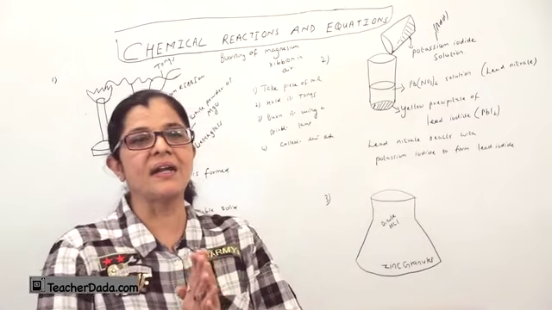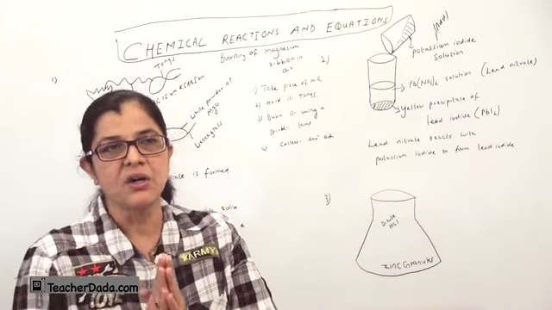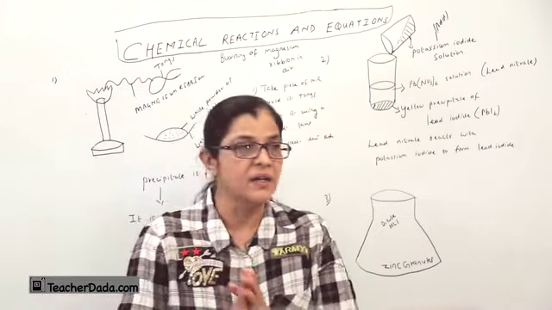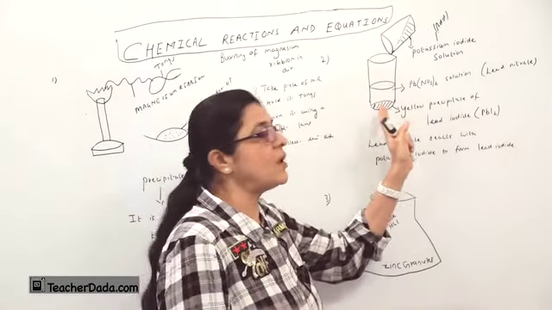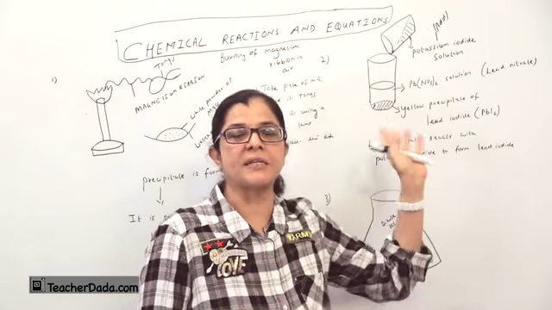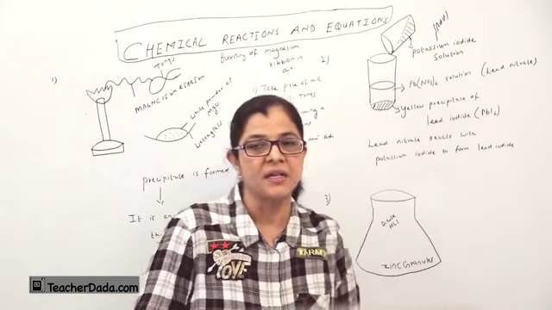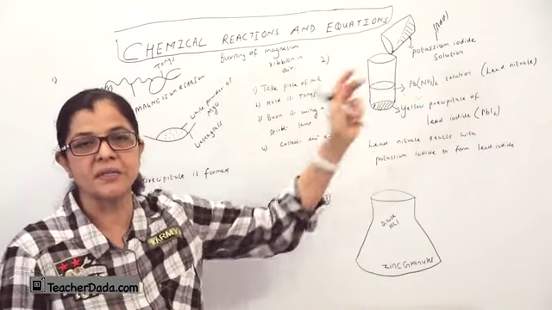Now this lead nitrate reacts with potassium iodide to form lead iodide, which is insoluble in water and yellow in color. It is called a precipitate. So a chemical reaction takes place as a result of the formation of a precipitate.